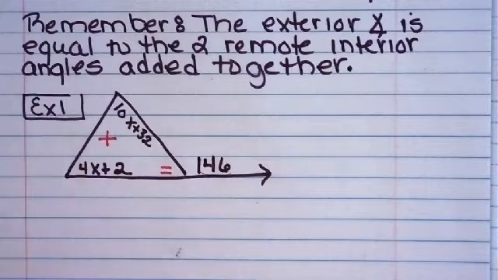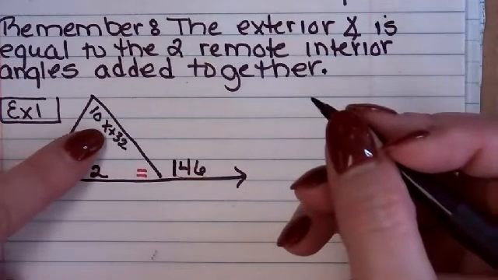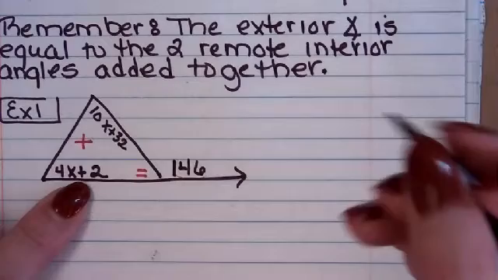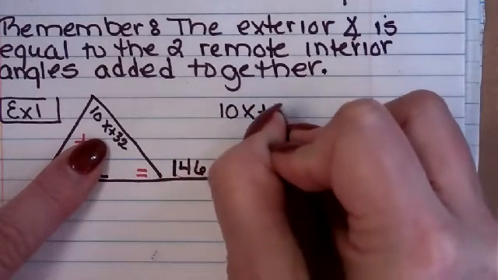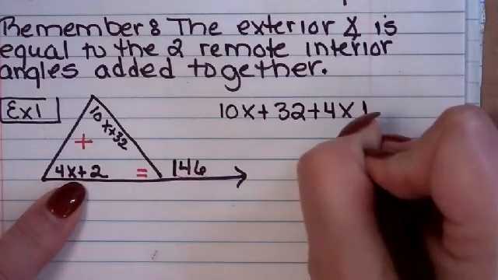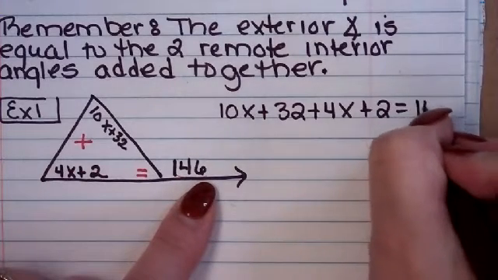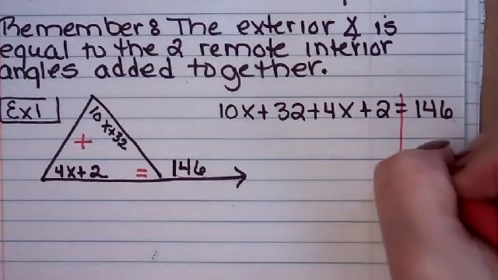Okay, I'm going to use that fact to set up my equation. So I'm going to take all of this, the 10x plus 32, and I'm going to add it to all of that, the 4x plus 2. So let's write that down. 10x plus 32 plus 4x plus 2, and that's going to equal that exterior angle, which is 146. Now, I have an equation here that I can solve. Let's go ahead and put our river in.